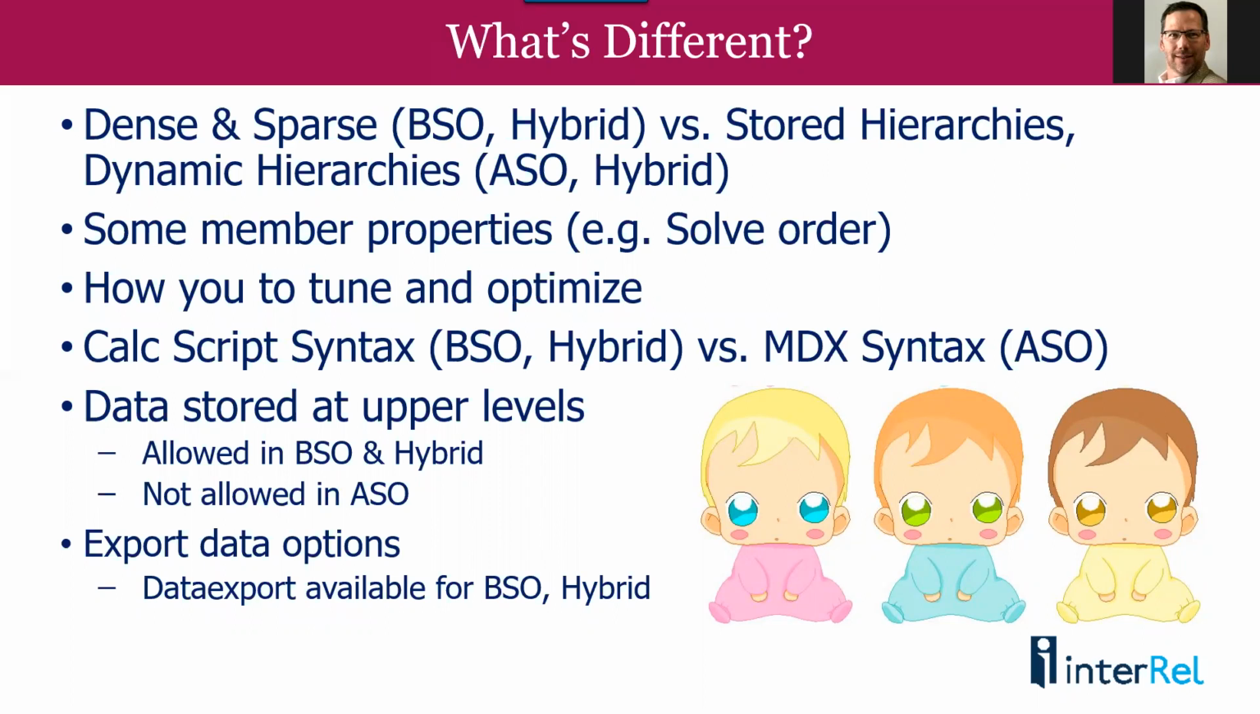Some other differences are the member properties, such as solve order, and how you tune and optimize the cubes can be different. For BSO and hybrid, you use the calc script syntax. For ASO, you're still using the MDX syntax. BSO and hybrid allow for data storage at upper levels, but ASO does not. And data export options are still available for BSO and hybrid only.